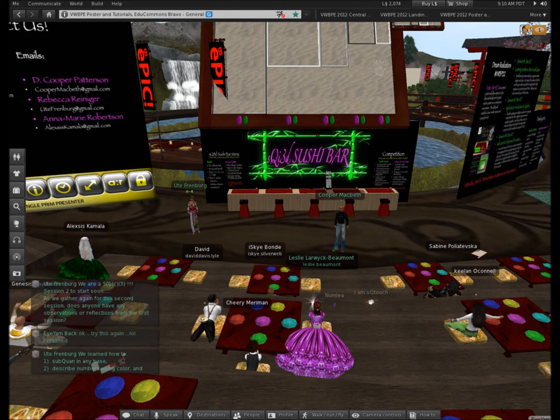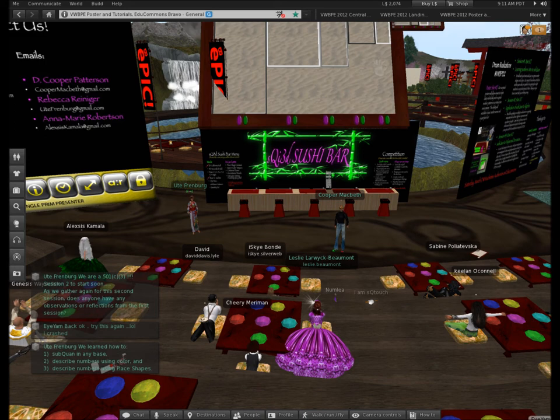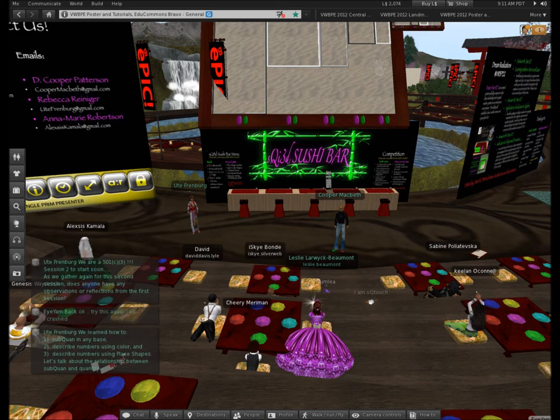We learned how to subquan in any base, describe numbers using colors, place shapes. So now we are going to talk about the relationship between subquan and quantity. So we're headed right into that.